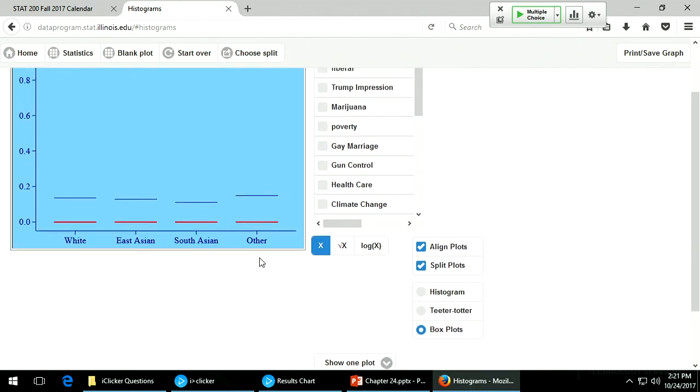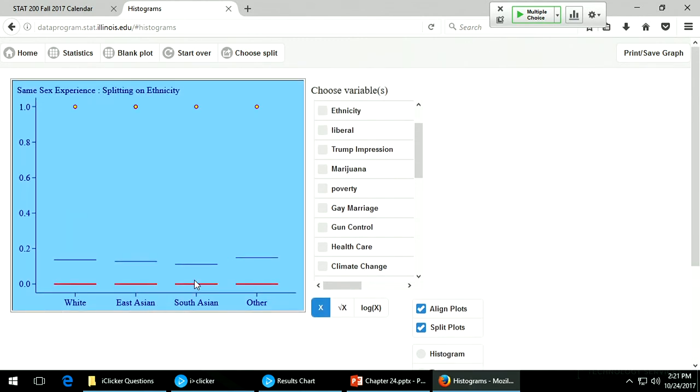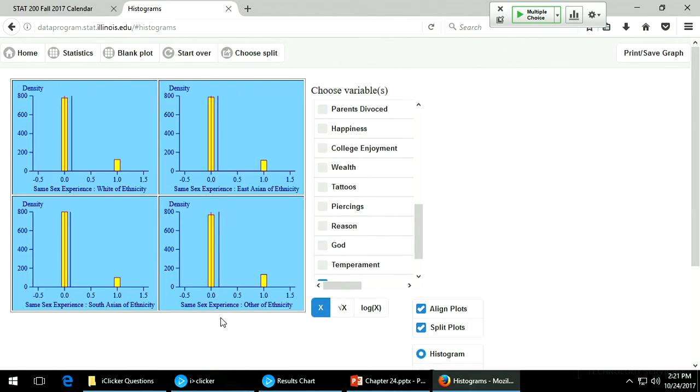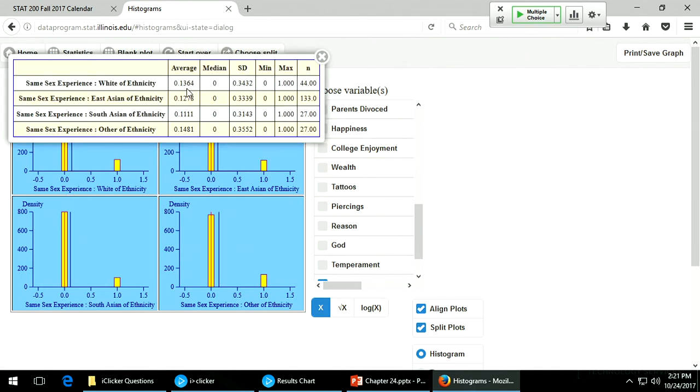Well, box plots, this just means that all the quartiles are 0 here. Let's look at the histograms. That will give us a better picture. That's still pretty bad. It's just because it's a yes or no question, right? So let's look at the statistics. Okay, so what does this say? 13% of whites have had a same-sex experience, 12% of East Asians, 11% of South Asians, and 14% of other. That's high. Don't you think that's pretty high?